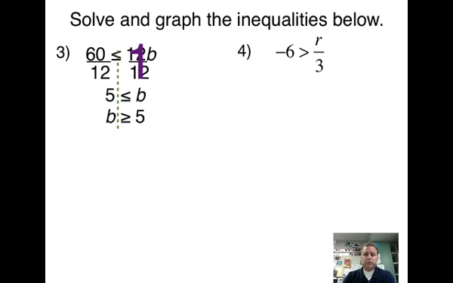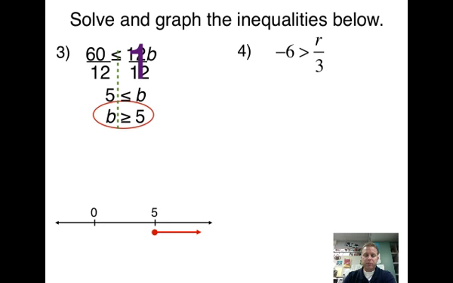Number 4, negative 6 is greater than r divided by 3. They're dividing by 3, so we're going to, I'm getting a step ahead of myself. So we'll have 0 and 5. Solid circle going to the right.